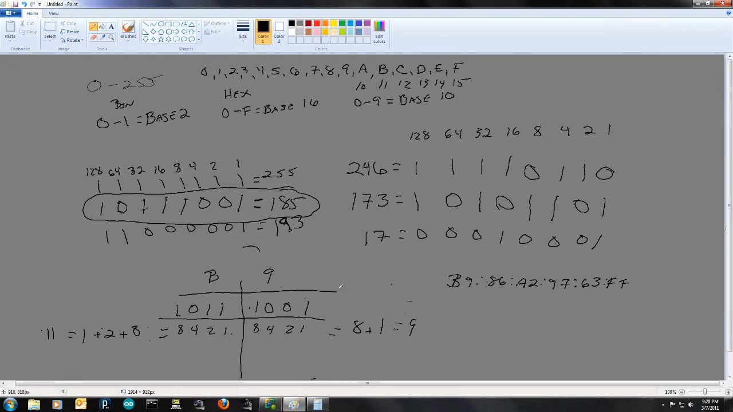So B9 in hex equals 10111001 in binary, which equals 185 in our current decimal system. So in our base 10 numbering system, B9 equals this, which equals this.